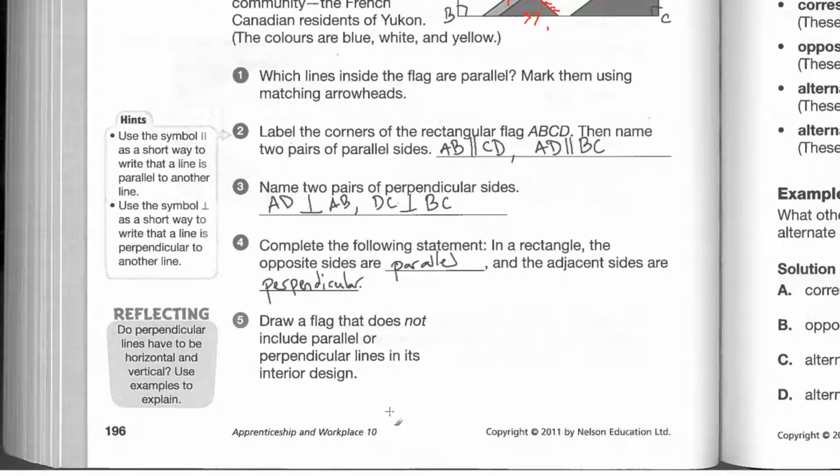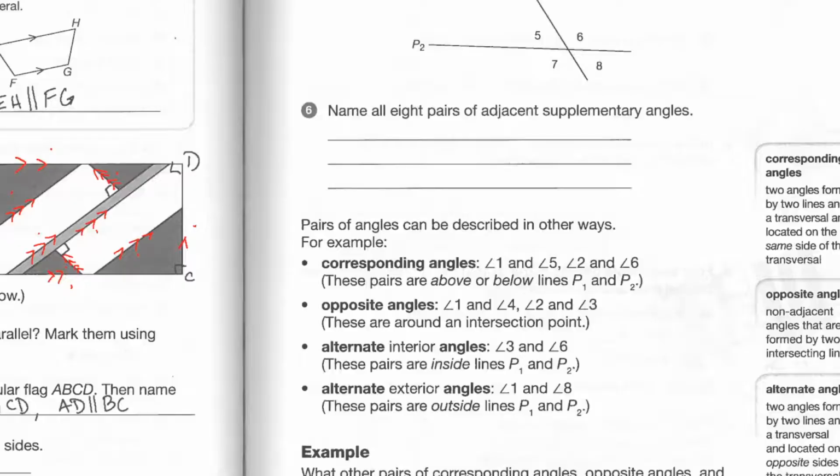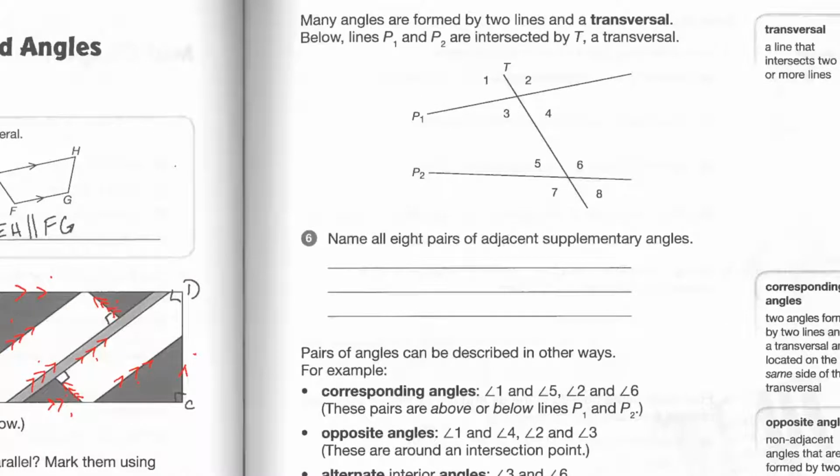Number 5 says, draw a flag that does not include parallel or perpendicular lines in its interior design. I'll leave that to you if you want to do that. And something to just reflect on. Do perpendicular lines have to be horizontal and vertical? No, they don't, because if we, for example, look here, once again, this line here is perpendicular to this line here, but they're at a diagonal. They are not horizontal nor vertical. Yeah, so that's the first part there.